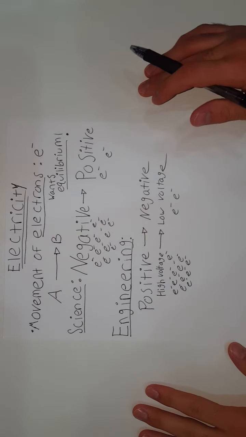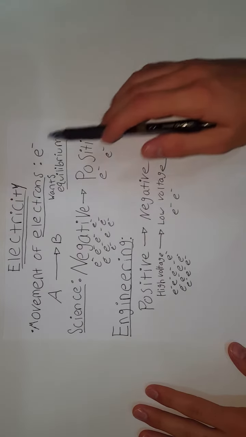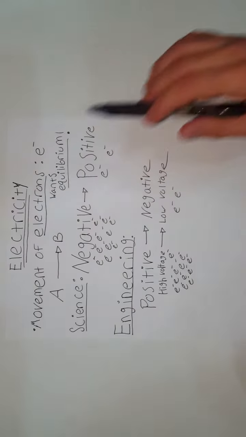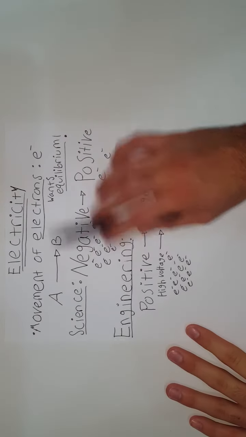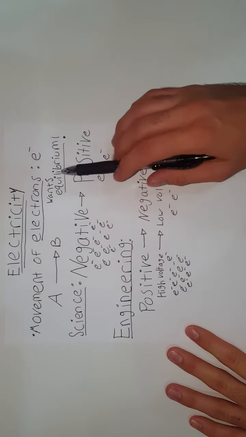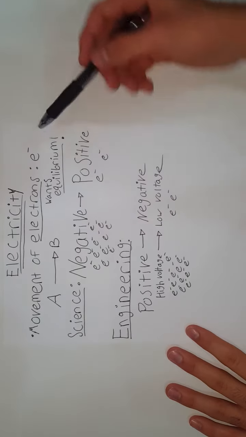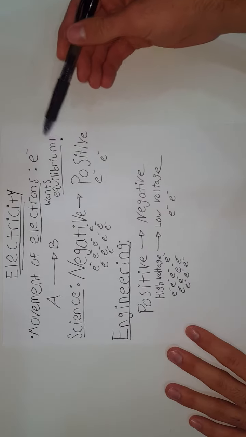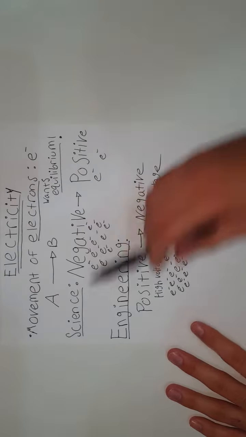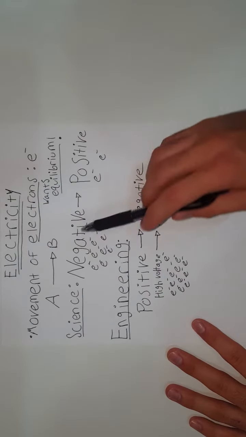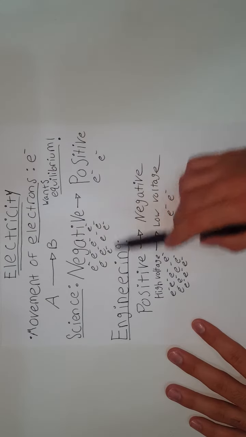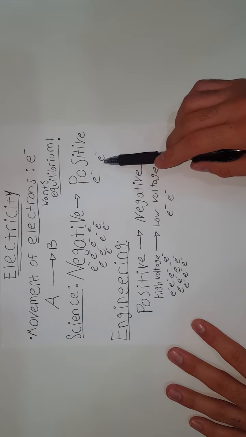Alright, so before we understand how motors work, we have to understand how electricity works. All electricity is the movement of electrons from point A to point B. This is because everything in the world of science wants equilibrium, in the sense that everything is even. So, in science, electricity goes from negative to positive, in the sense that there's a high quantity of electrons in one area to a low quantity.